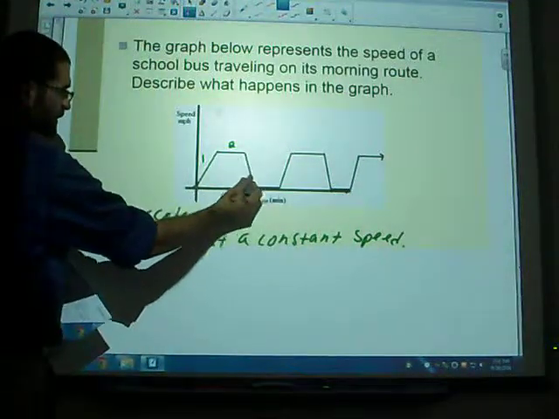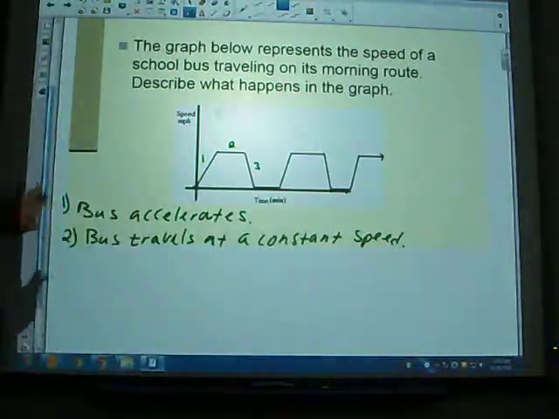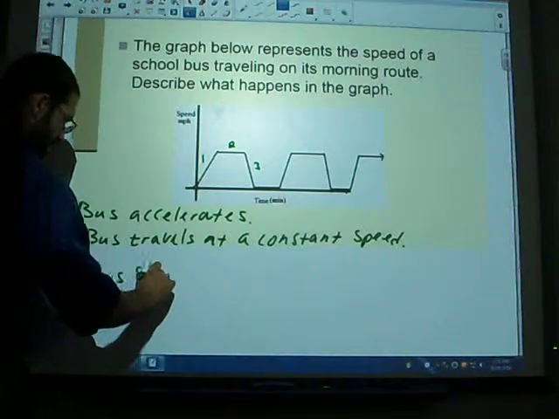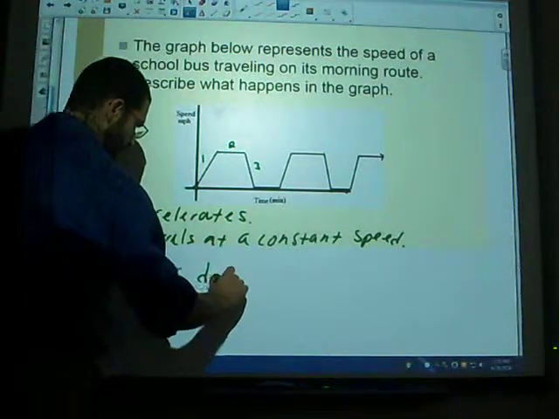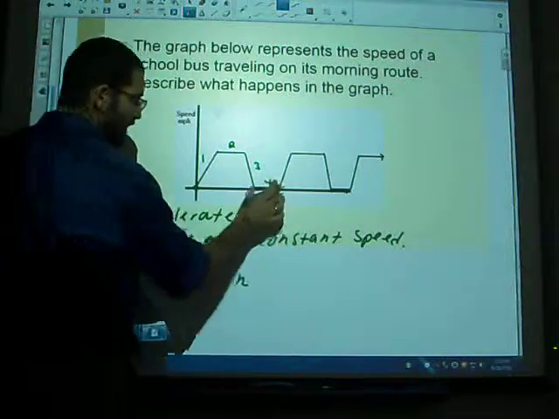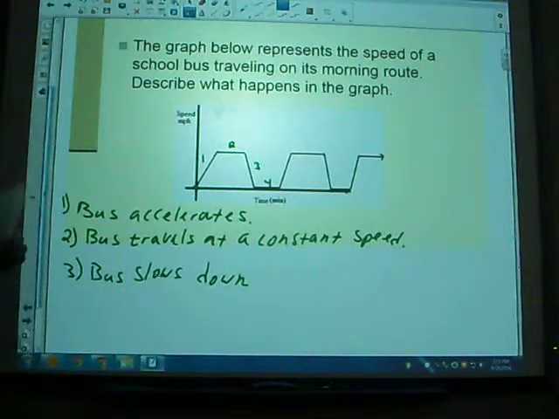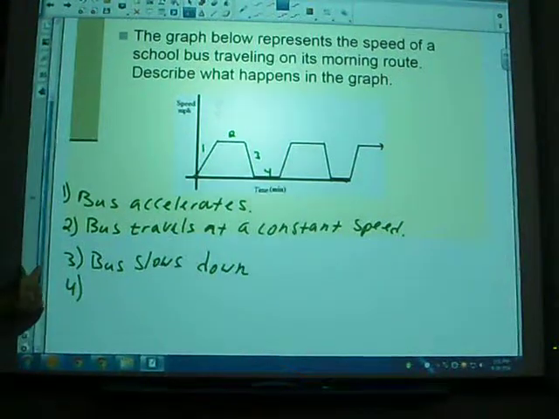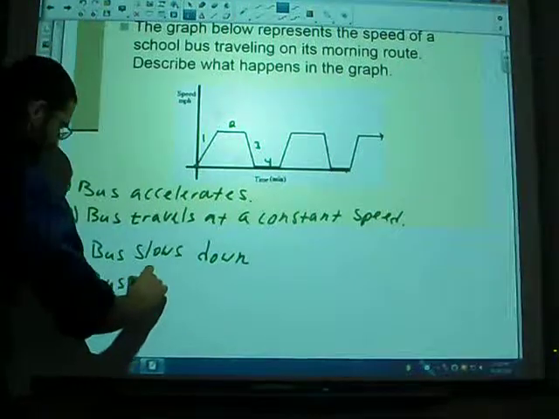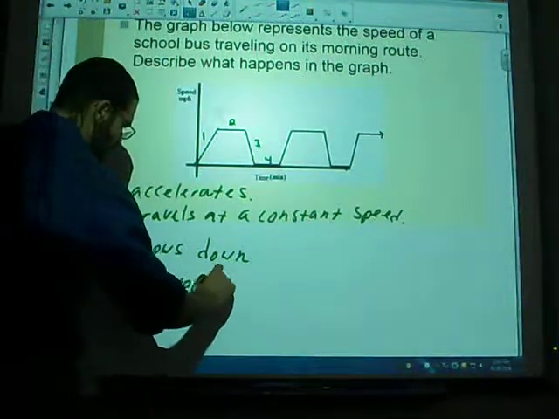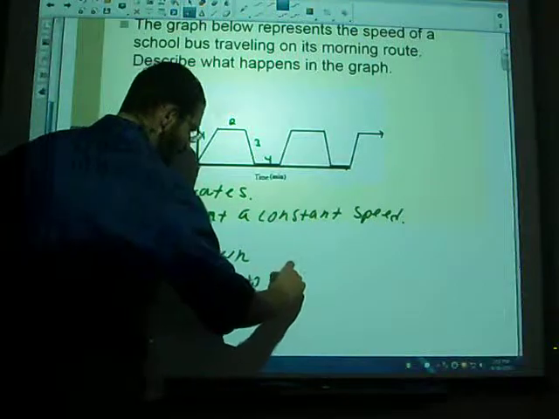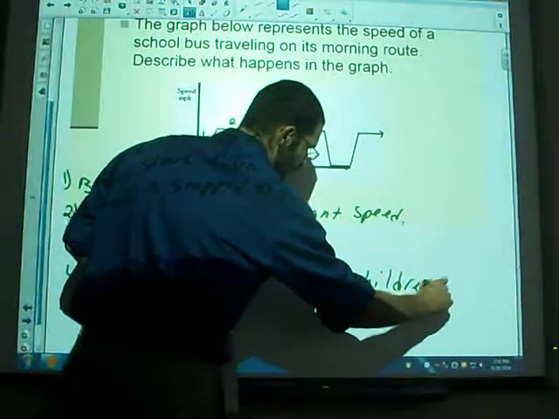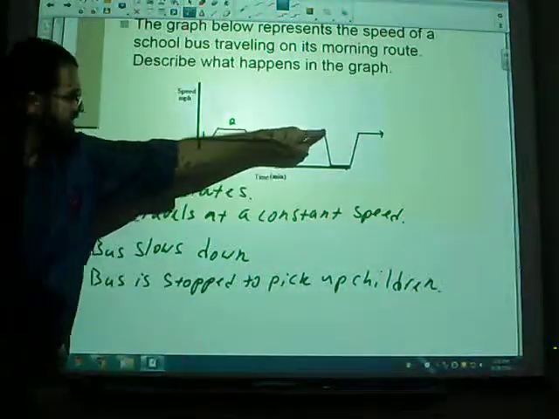And then the speed goes down. So the bus slows down. And then for a while here, the speed is zero, so the bus is stopped. And the reason why the bus is stopped is most likely because it's picking up some children. So the bus is stopped to pick up children. And then, as you notice, the process repeats.